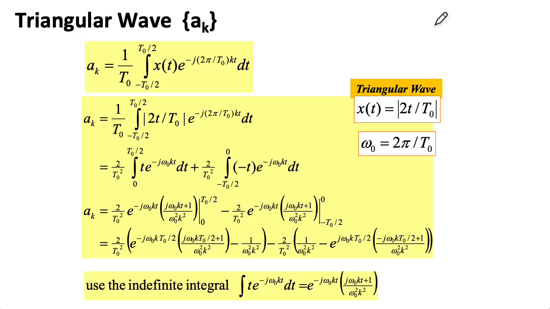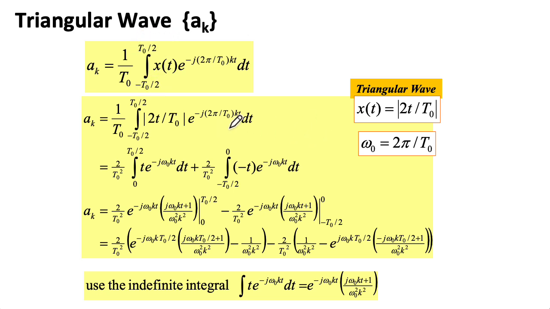So here's the derivation of the A sub k. I'm not going to go through every single detail here. You can pause the video and look it over. I just want to point out a few specific things. Remember that this formula is only valid in the region minus T0 over 2 to T0 over 2. So that's how I'm going to define my limits in my Fourier series analysis integral.